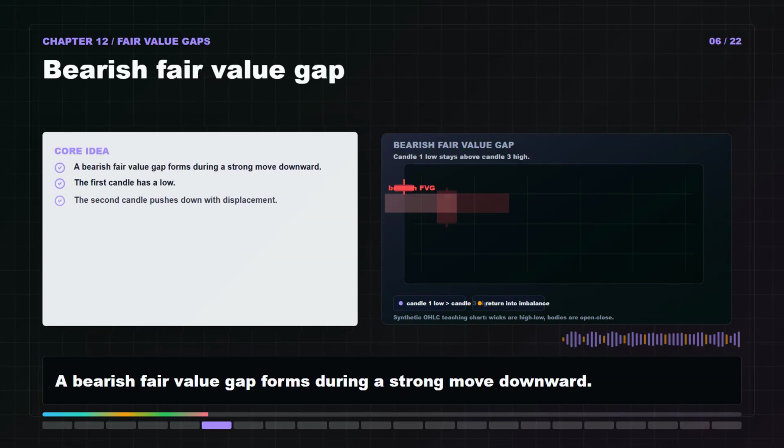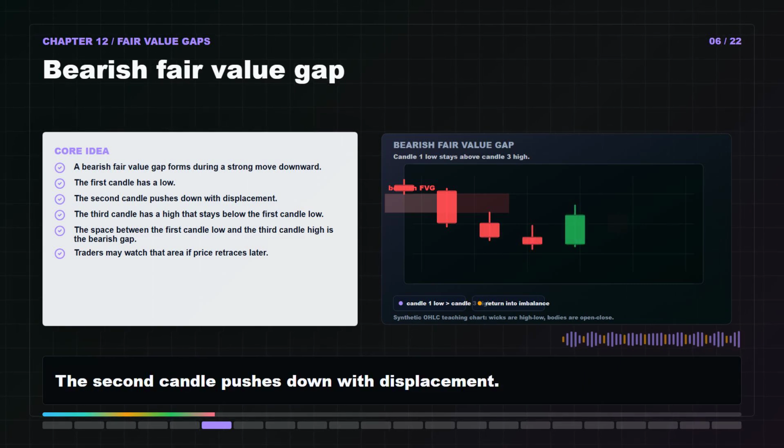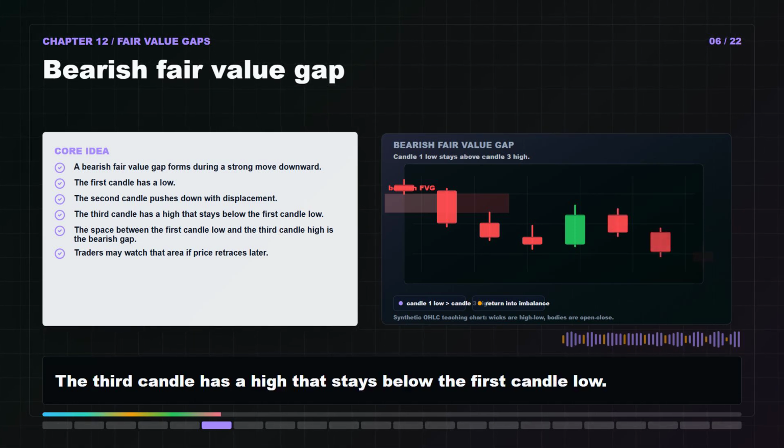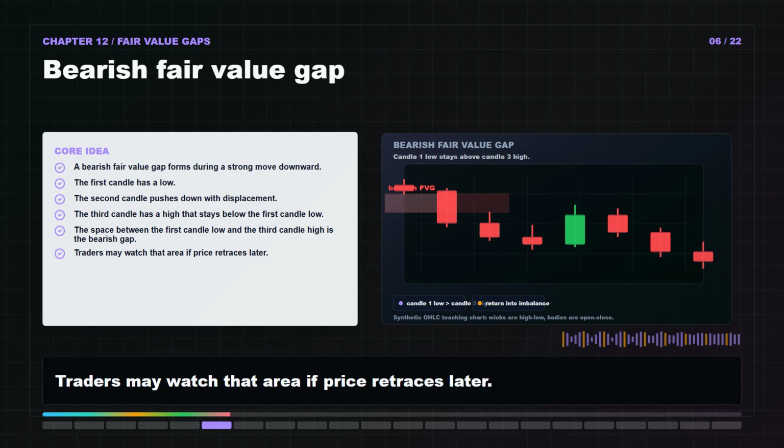A bearish fair value gap forms during a strong move downward. The first candle has a low. The second candle pushes down with displacement. The third candle has a high that stays below the first candle low. The space between the first candle low and the third candle high is the bearish gap. Traders may watch that area if price retraces later.